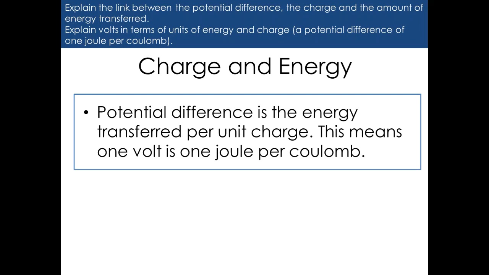If we think about it, what that actually means is that potential difference in the cell is the energy transferred per unit charge, and this is a definition you need to remember. What that also means is that 1 volt is 1 joule per coulomb. So these are 2 really important things that you need to remember.